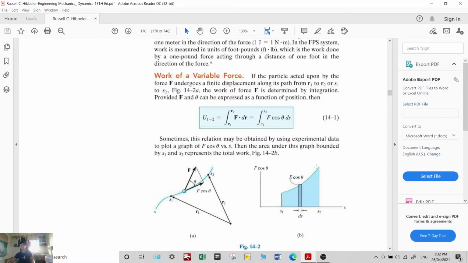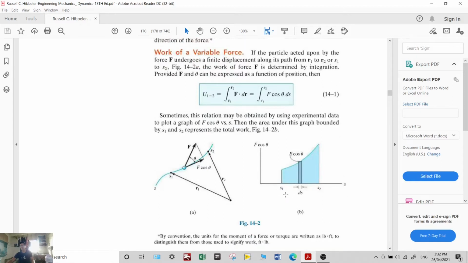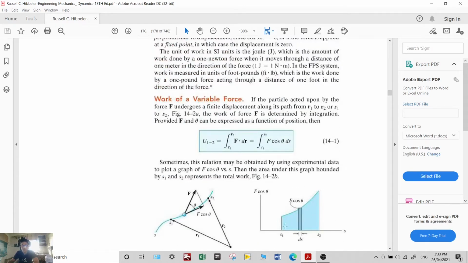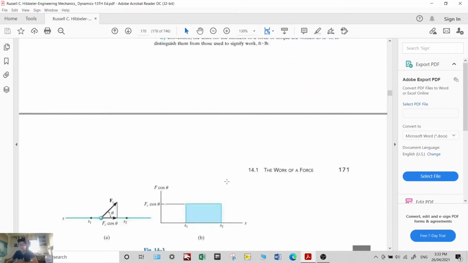By the way, you are all familiar with how to get the area under this curve using integration. You just get a small strip and then multiply the height by the width, which is ds. Integrate from S1 to S2. That's how you get the area under this curve, or in this instance, the work.